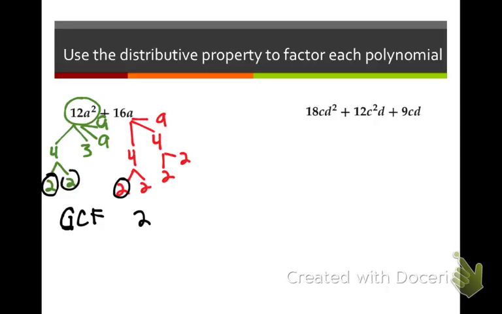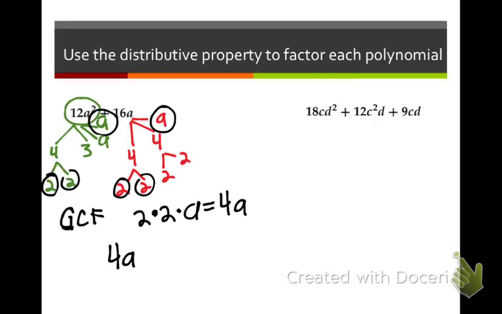They have another 2 in common, so put that here. Alright? And they have an a in common. Alright? Put an a there. Okay, so they have the a in common, put the a there. Alright? And I think that's all they have in common. If I multiply the 2 times the 2 times the a, I get 4a, correct? So my GCF is equal to 4a.